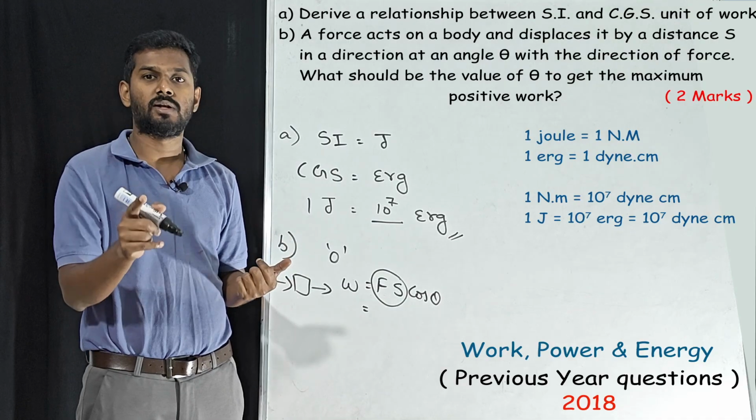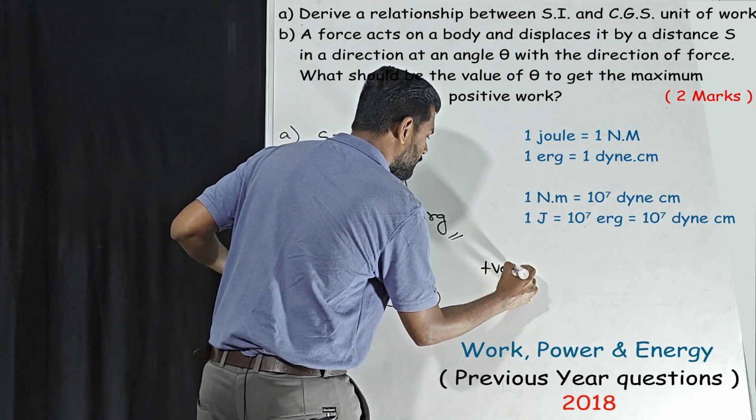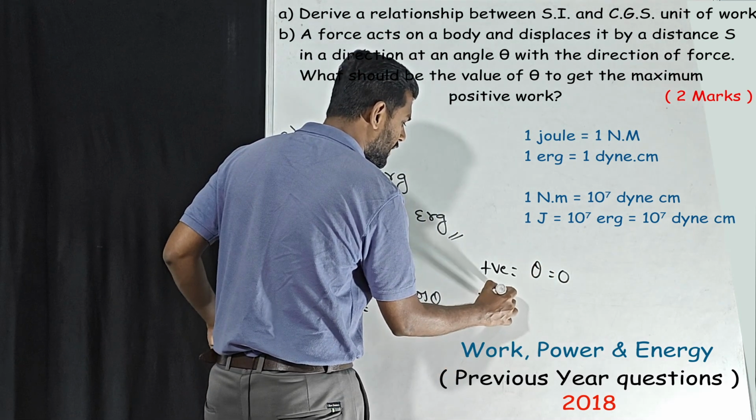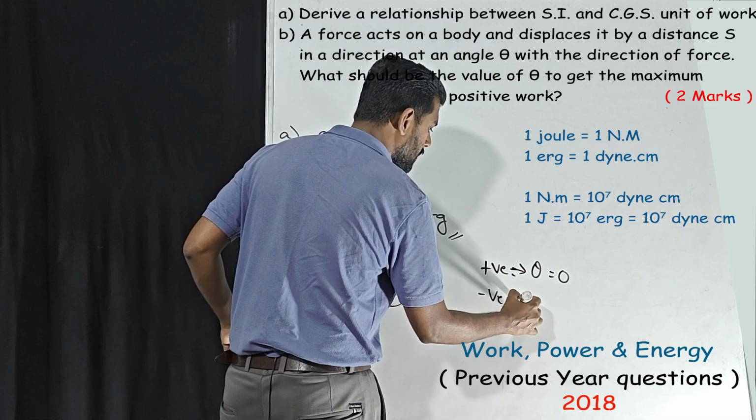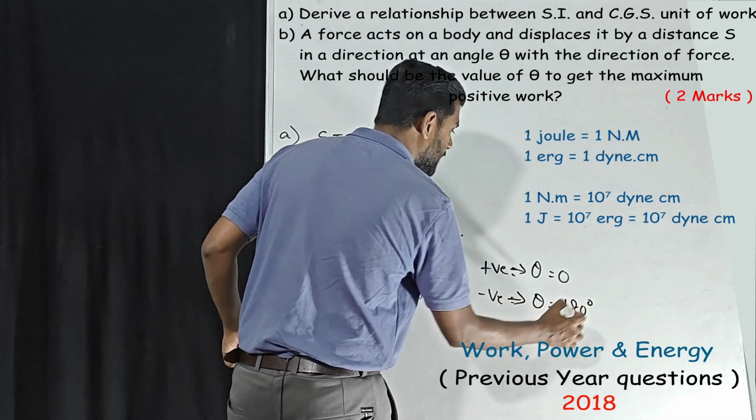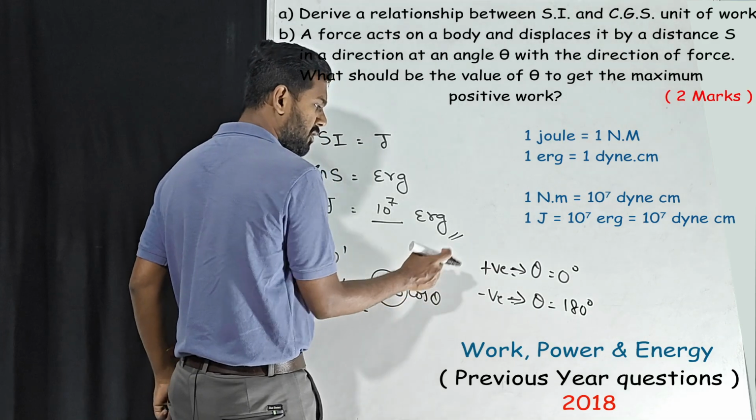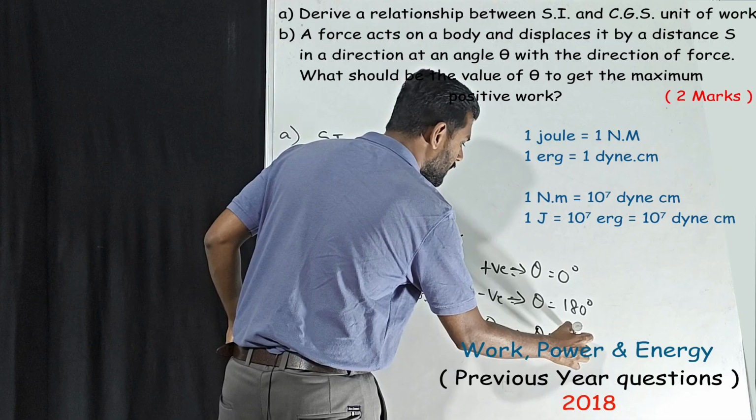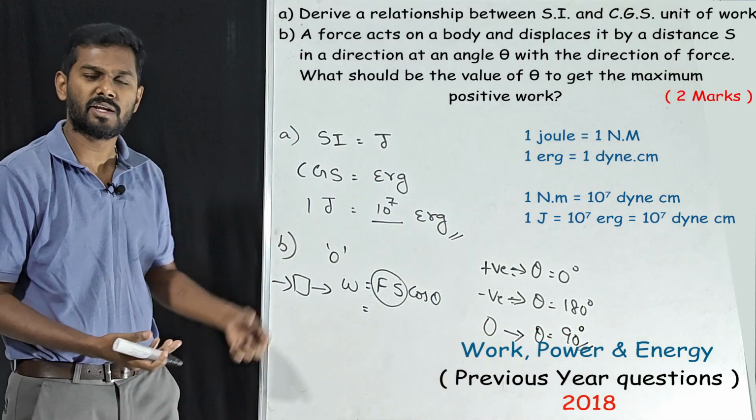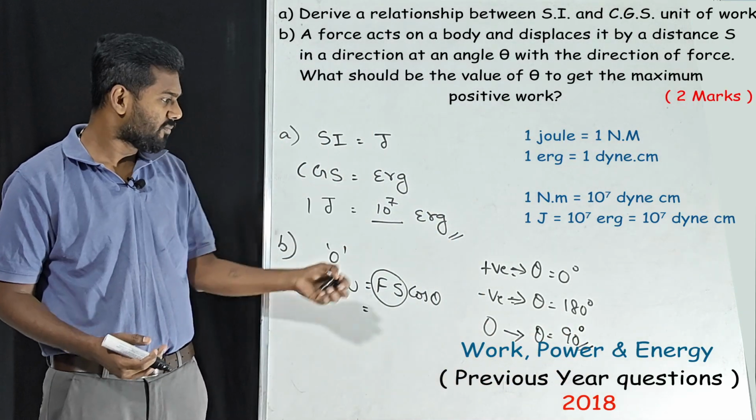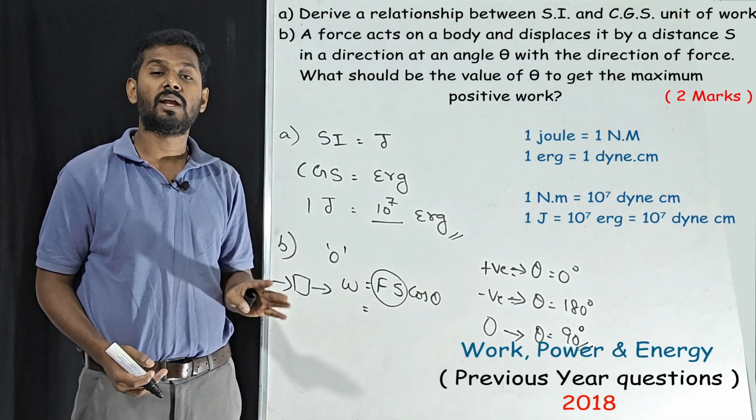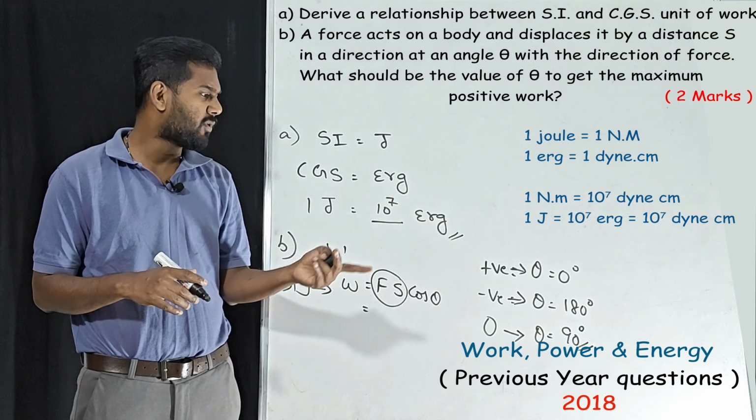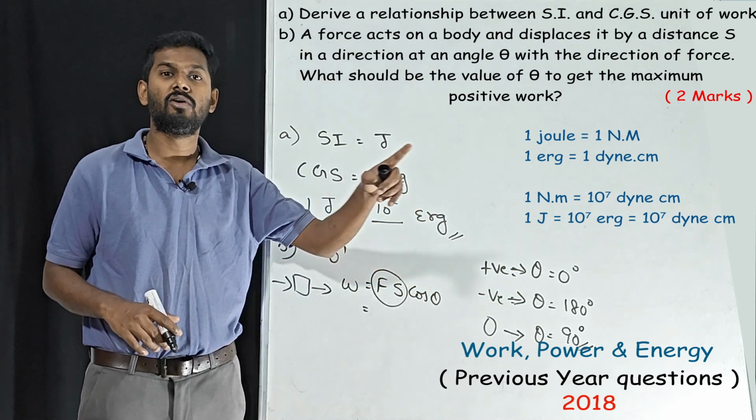So for positive work done, theta should be equal to 0. For negative work done, theta should be 180 degree. For zero work done, theta should be 90 degree. Keep this in mind. This is what we have learned in the concept video theory solutions, so here also this is just a glimpse. For positive work done, theta should be 0. For negative work done, the angle should be equal to 180 degree.